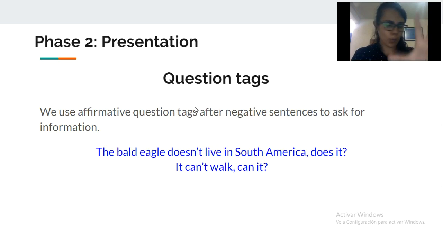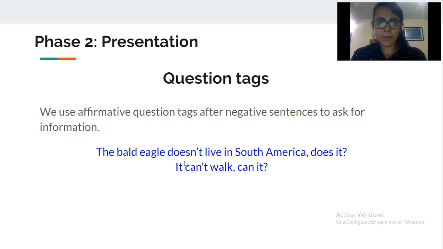Let's see an example, don't worry. The bald eagle doesn't live in South America, does it? Okay, so in this I want information, I'm asking for information, and pay attention to this, guys. The sentence right here is in negative, so the question tag is going to be in affirmative. Here again, we have a sentence in negative, so the question has to be in affirmative. Okay? So I want more information about it.